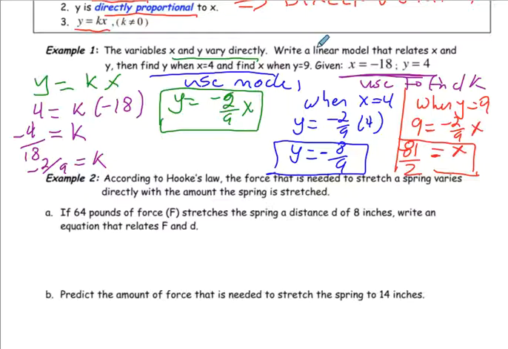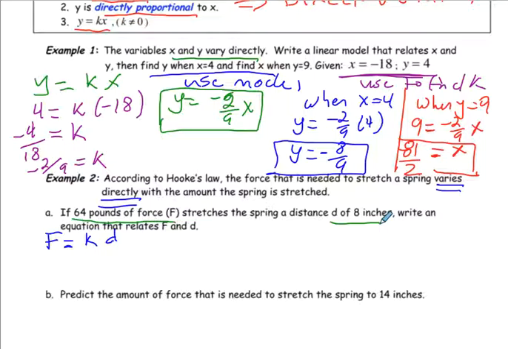According to Hooke's law, the example says, the force that is needed to stretch a spring varies directly with the amount the spring is stretched. This is the key that tells us that we have direct variation. So our model is F is equal to k, our constant of proportionality or constant of variation, times d, where d is the amount the spring is stretched. Here we're given that if 64 pounds of force stretches the spring a distance d of 8 inches, write an equation.